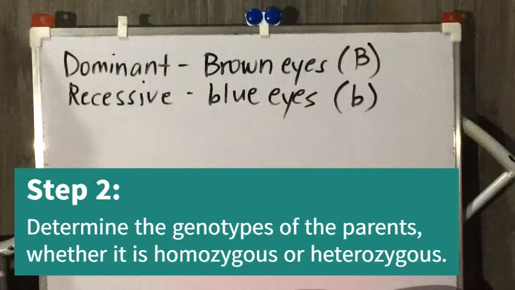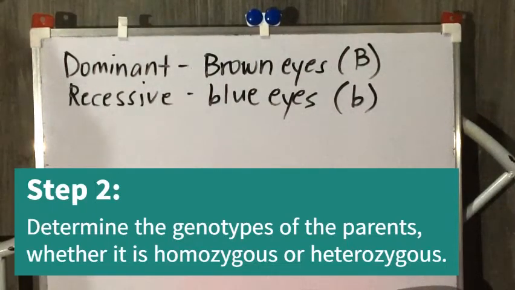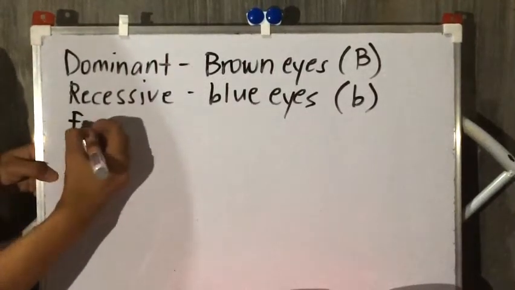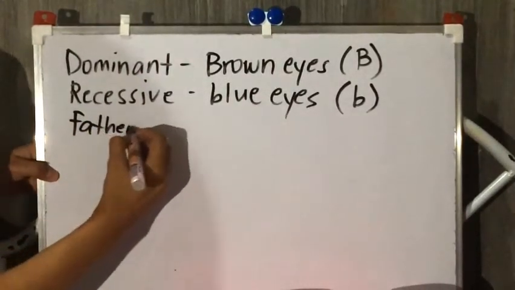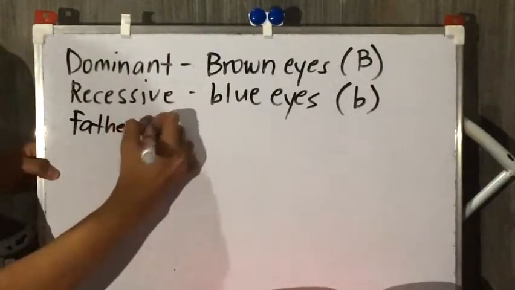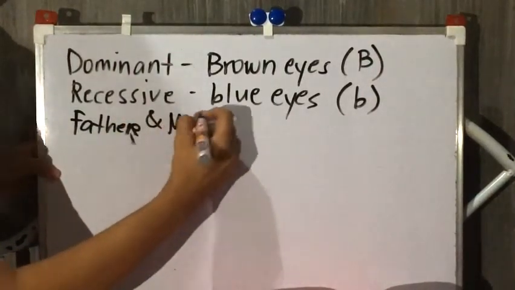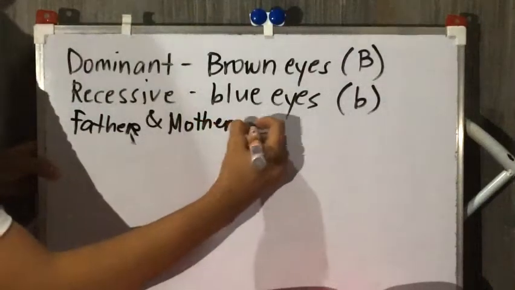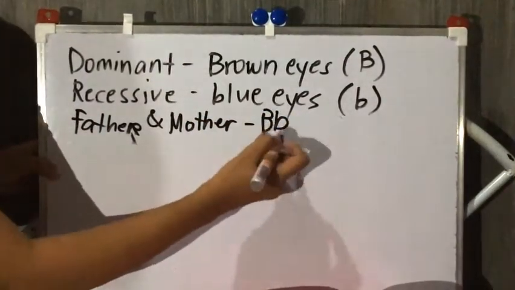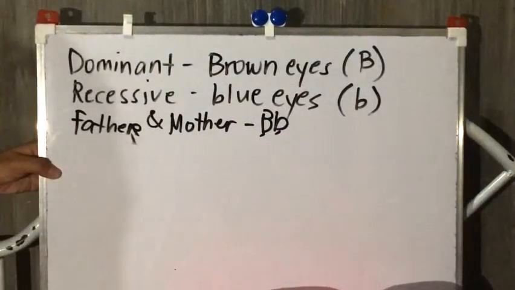Okay, so for step 2, determine the genotypes of both parents. The parents are both heterozygous for brown eyes, meaning they have different sets of alleles. So for the father and mother, heterozygous, so we have a dominant and a recessive.